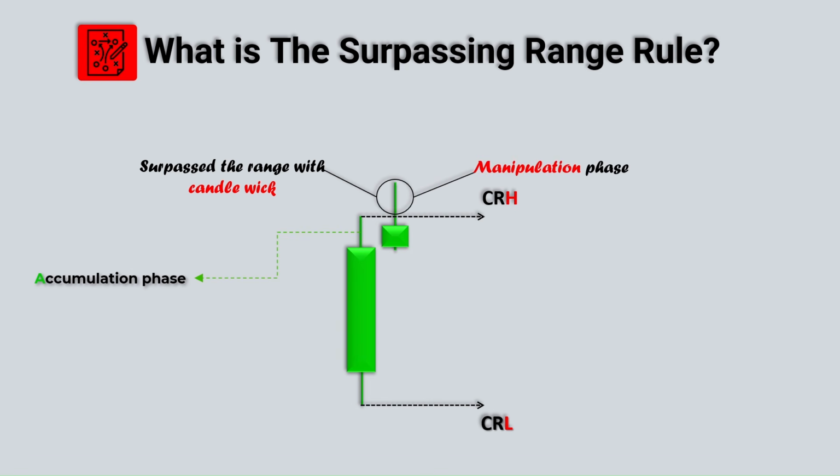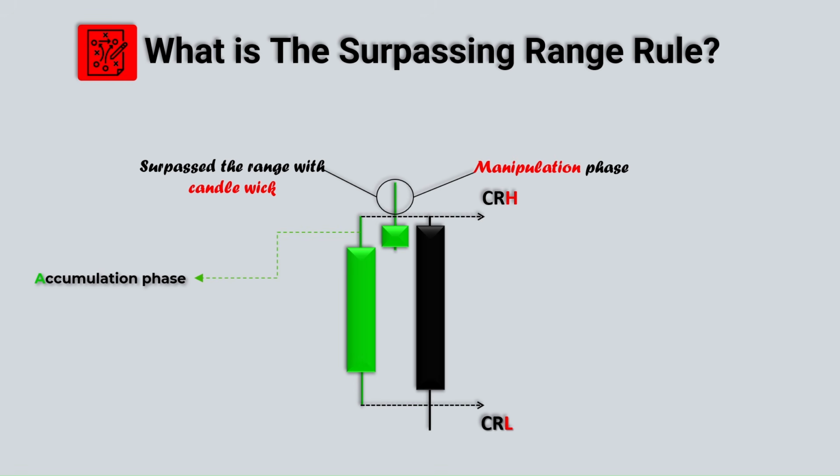Recognizing this pattern allows you to avoid being trapped and positions you for the next step, capitalizing on the distribution phase. By mastering the surpassing range rule, you're not just identifying market behavior, you're staying ahead of it.